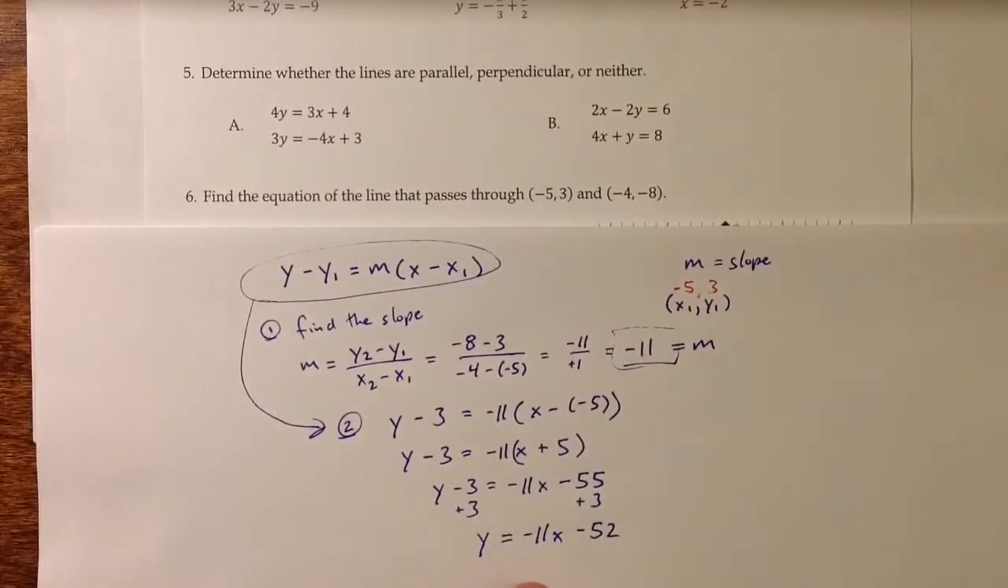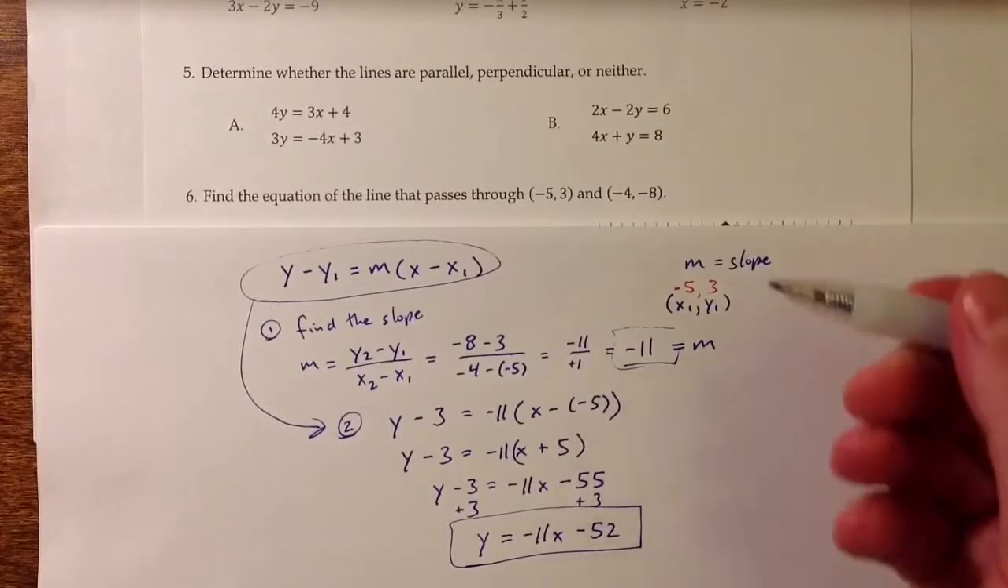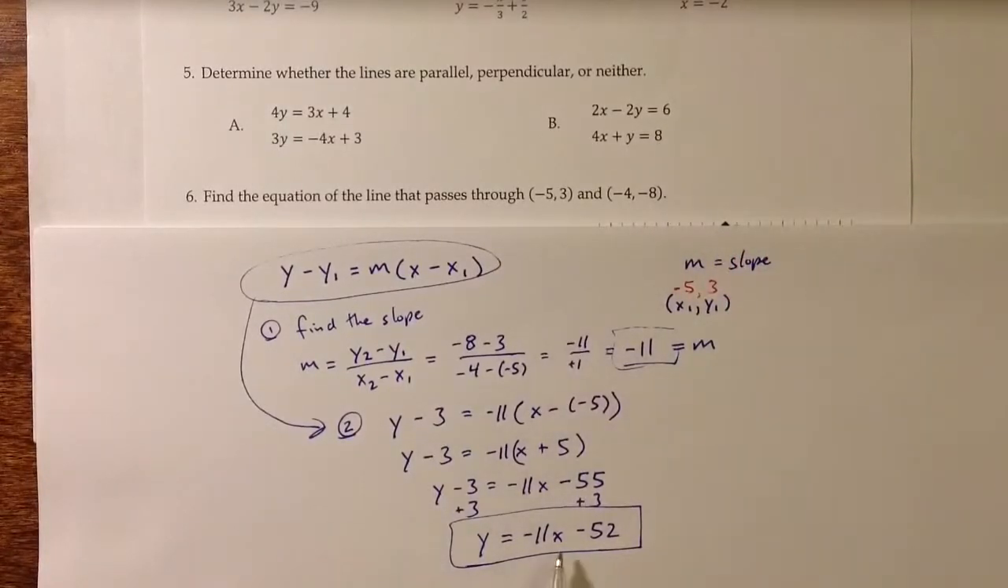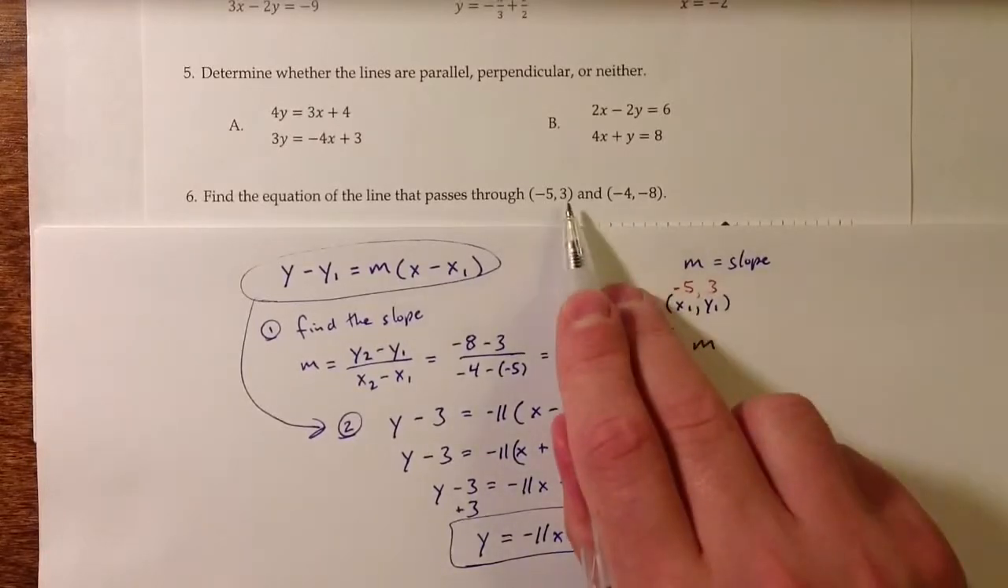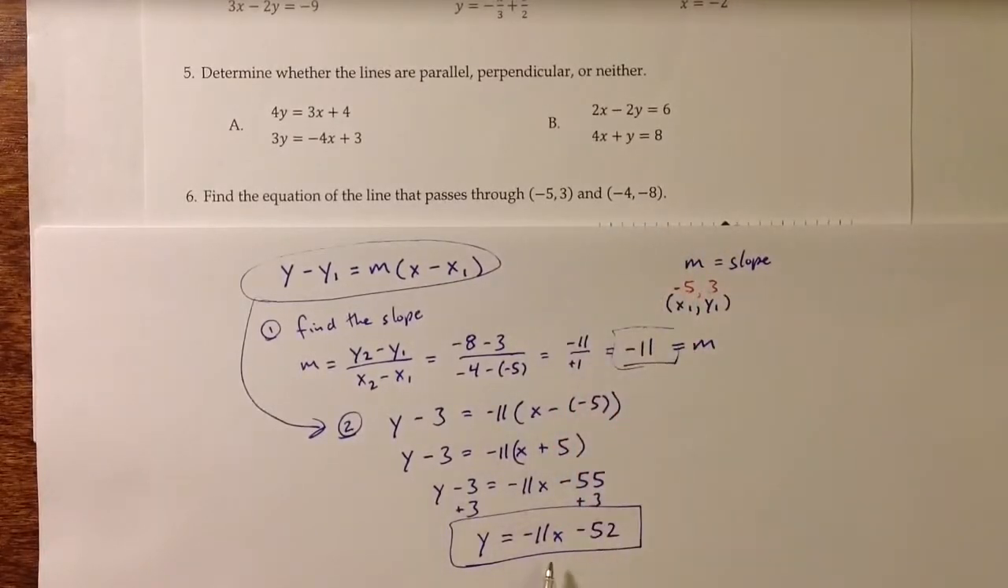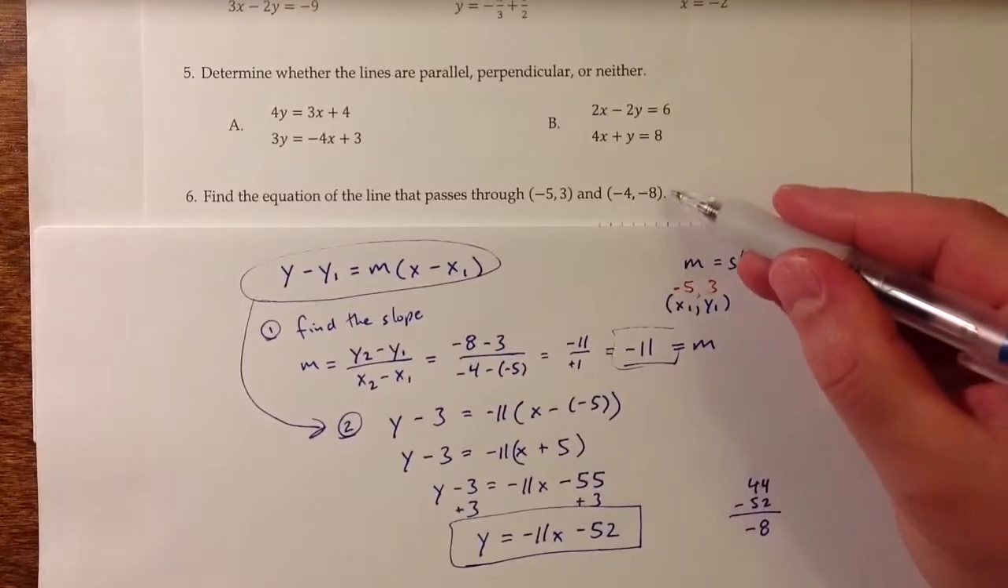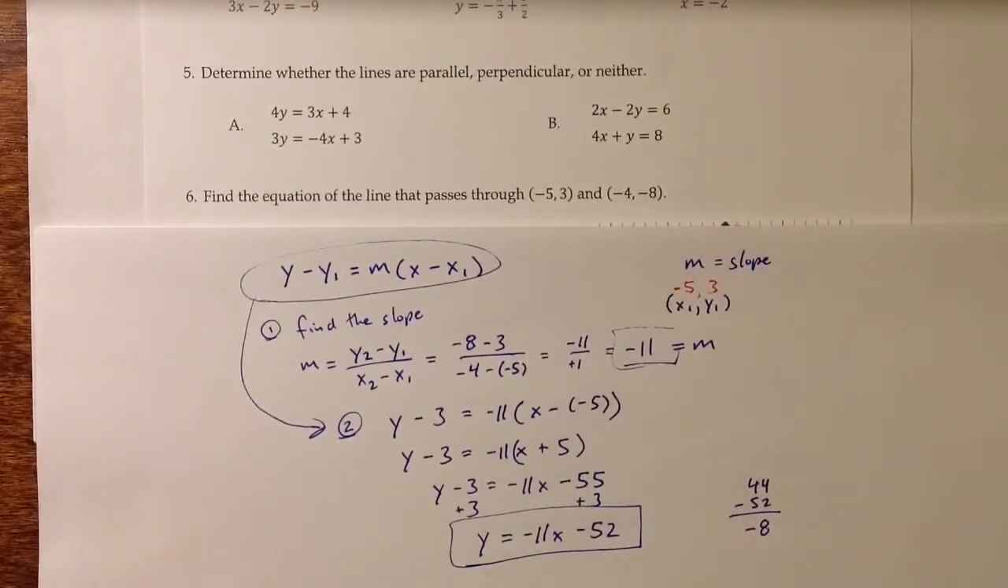And we can check our work. What we're trying to claim here is that this equation, this line, has both of these points on it. If I plug in -5, I get a positive 55, -11 times -5. Subtracting 52 gives me +3. If I plug in -4, I get a positive 44, and 44 minus 52, well, 52 is a little bit bigger, so we're going to get a negative answer, and it turns out to be -8. So we can double check. Once we get a final answer, I can make sure that it does make sense by plugging in both of the points that we started with.